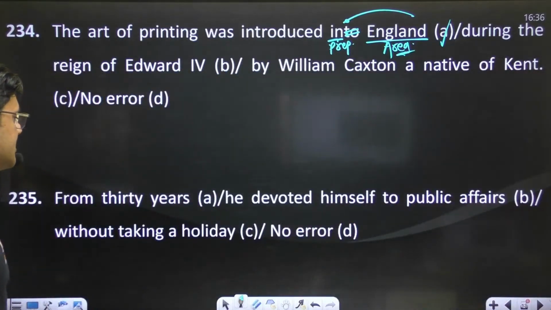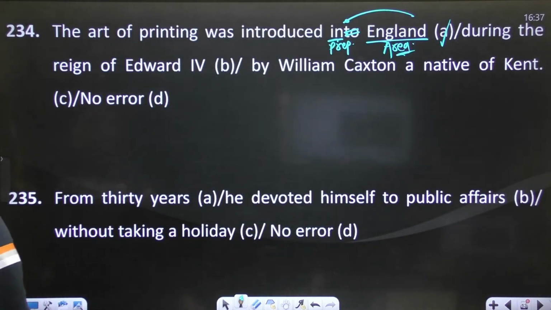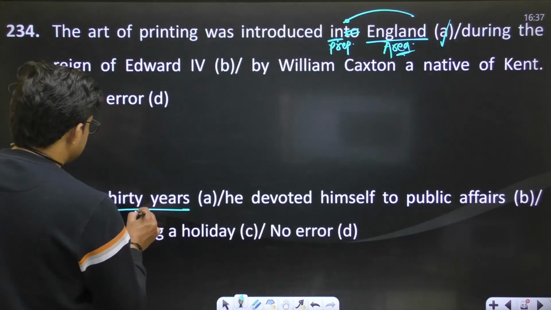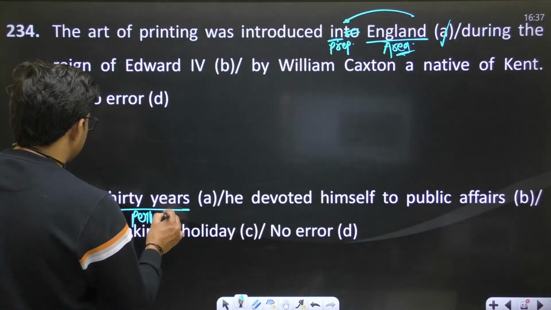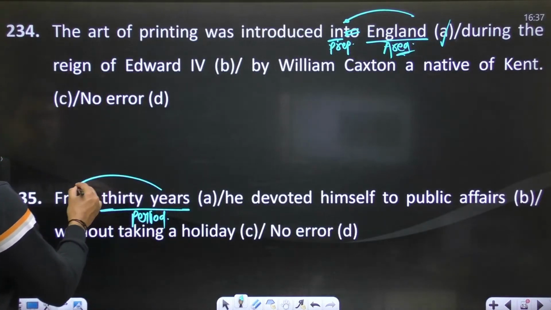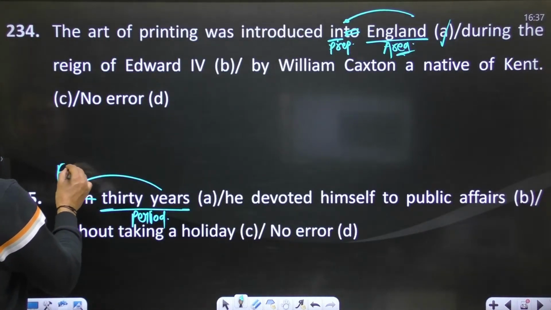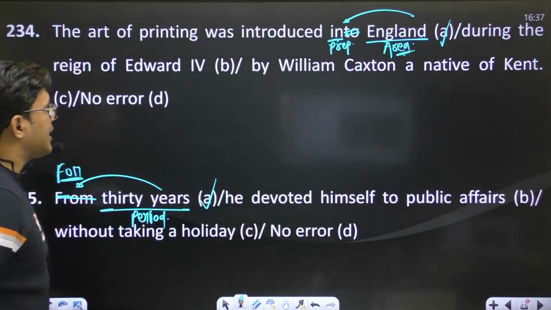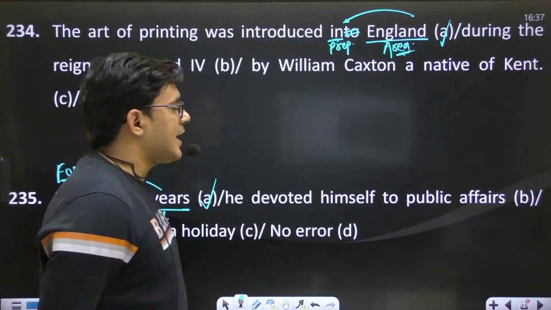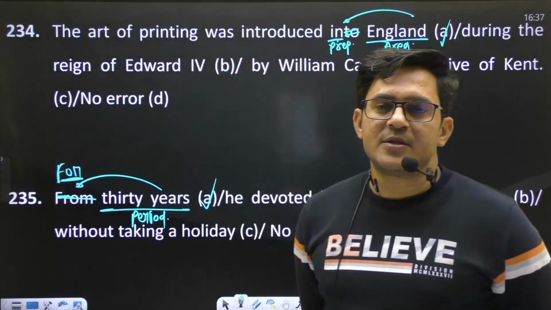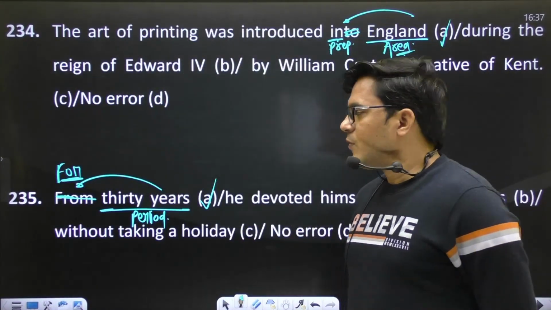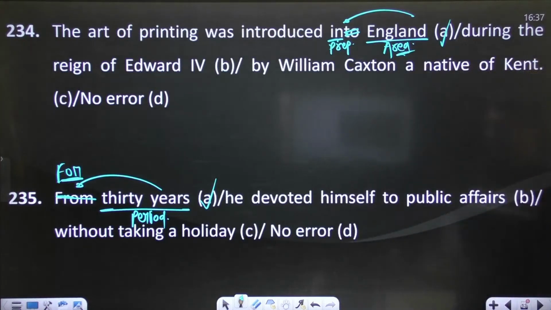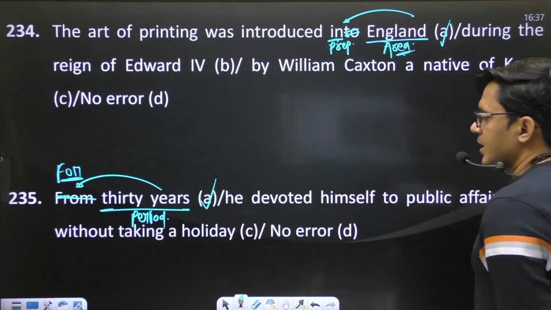From 30 years, he devoted himself to public affairs without taking a holiday. This 30 years denotes a period, and before period-denoting words, we use the preposition for, not from. You have an error in part A. The sentence will be: for 30 years, he devoted himself to public affairs without taking a holiday.